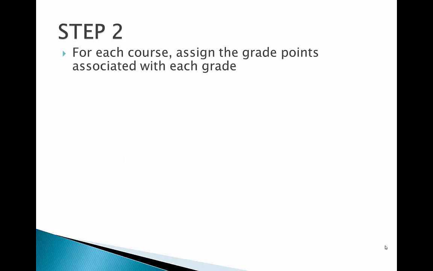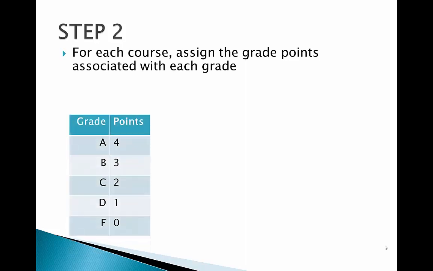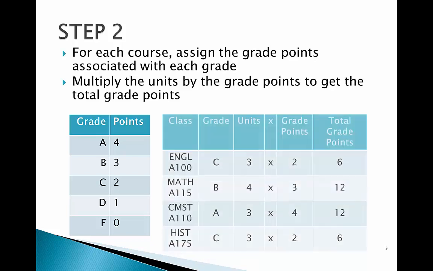Next, for each course, assign the grade points associated with each grade. As you can see here in the chart, you'll assign 4 points for an A, 3 points for a B, 2 points for a C, 1 point for a D, and 0 points for an F. Then, you'll multiply the units by the grade points to get the total grade points.